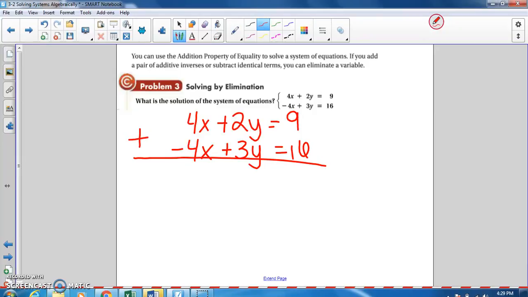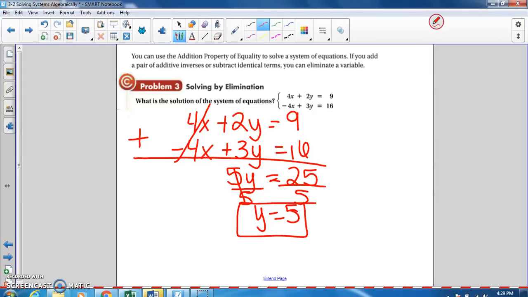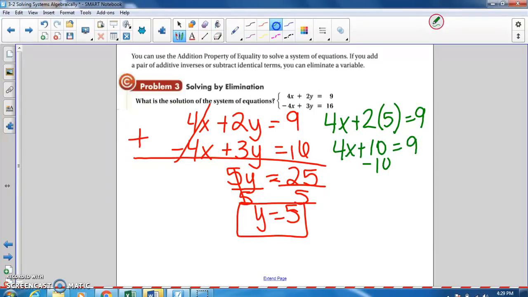4x plus negative 4x is 0x. 2y plus 3y is 5y is equal to 9 plus 16 is 25. Divide by 5 on both sides to get y is equal to 5. Once we know y is equal to 5, take y and plug it into one of our original equations. So 4x plus 2 times 5 is equal to 9. 4x plus 10 is equal to 9. Subtract 10.